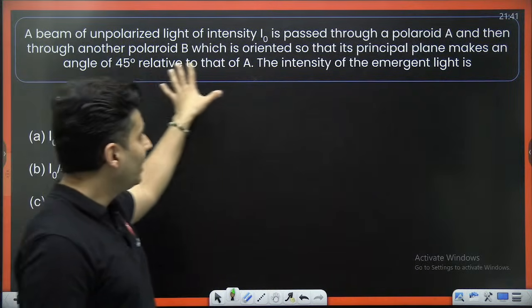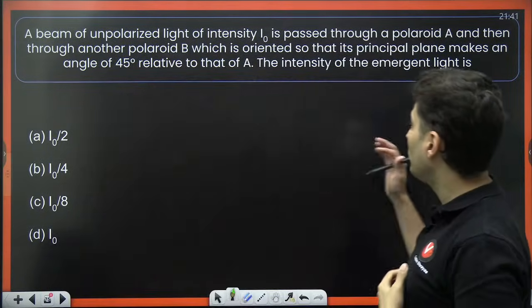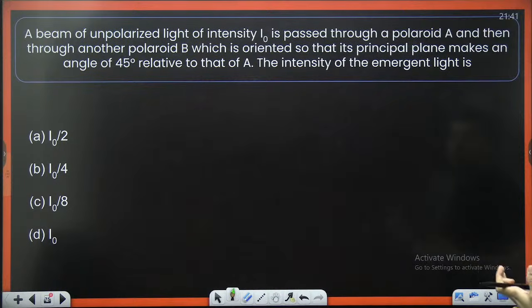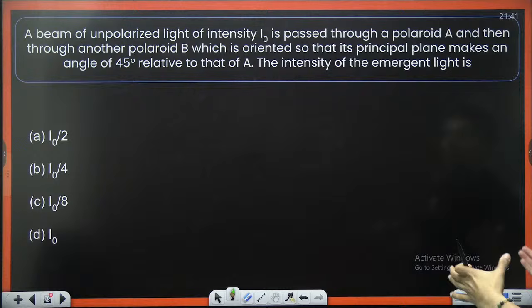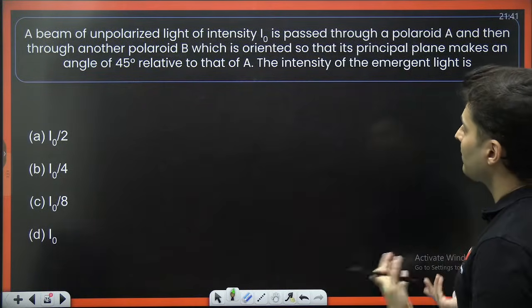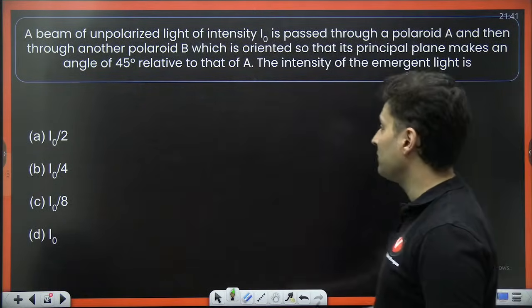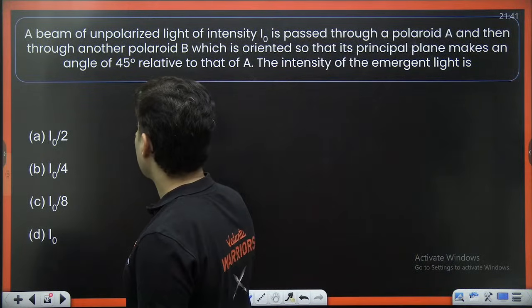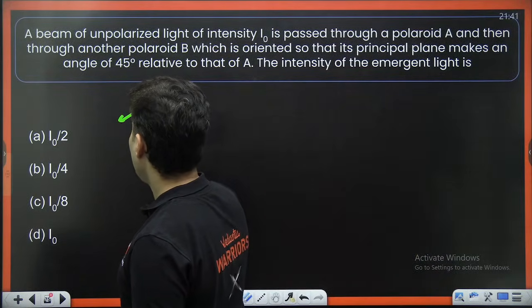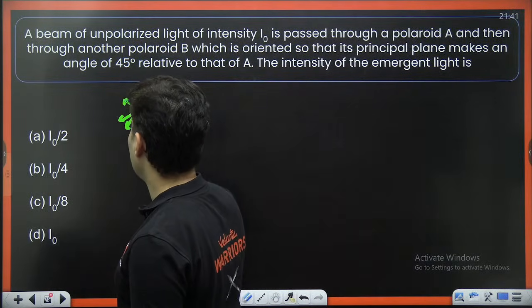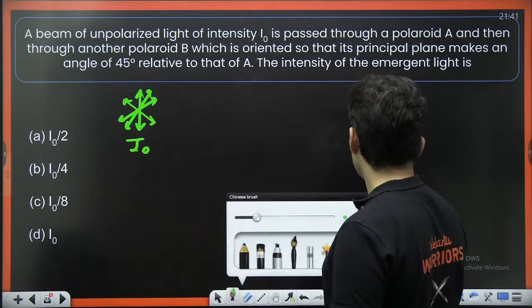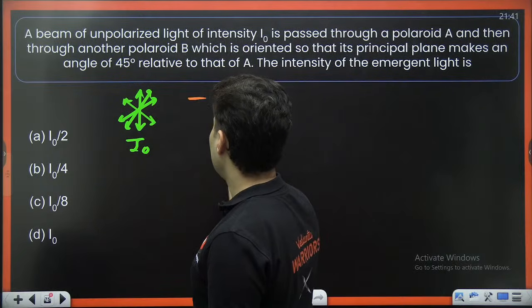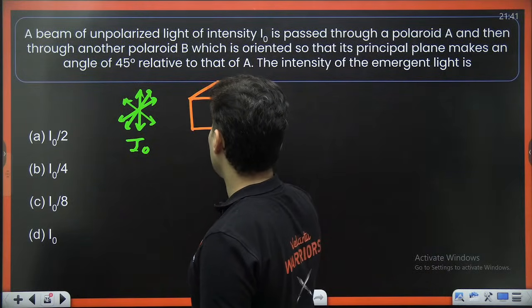A beam of unpolarized light, my dear students, is falling at intensity I0, passes through a Polaroid A and then through another polarizer B, which is oriented such that it is making 45 degrees relative to A. So this is our unpolarized light. It is having an intensity of I0. It is passed through a Polaroid A.